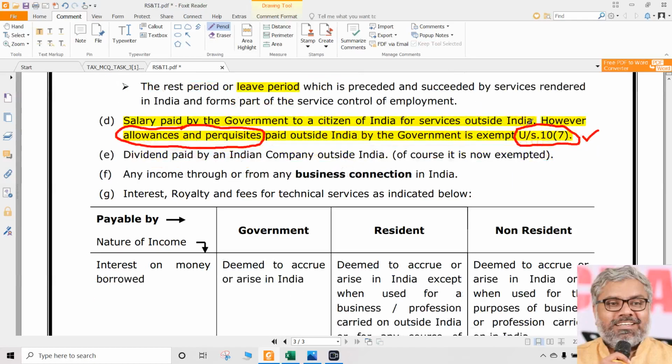So that is one exemption we started. We are going to come with some more exemptions before solving the problems. So 10(7) is one thing that you should remember as an exemption.